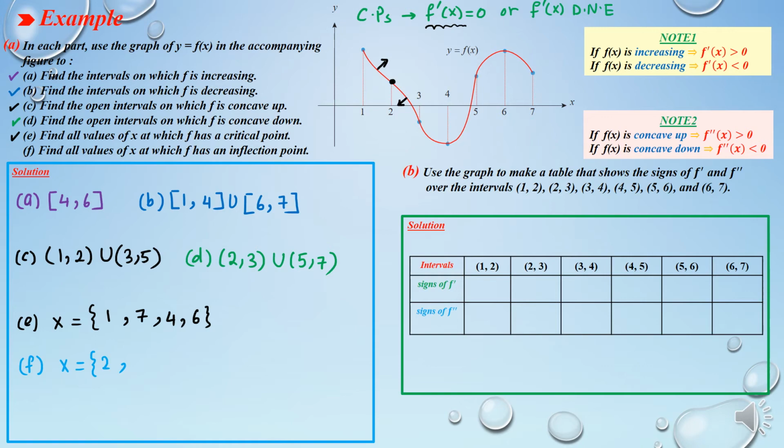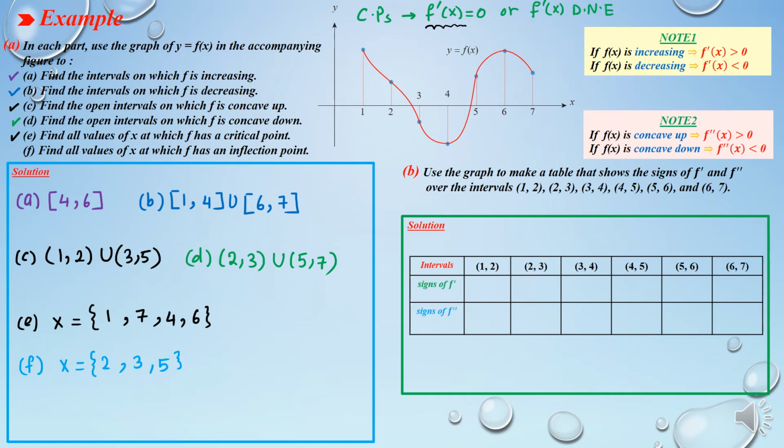The second x value for the inflection point is x equals 3 because here the function is concave down and here the function is concave up. So we have also x equals 3, and also we have x equals 5 because we have a change of concavity. Here we have concave up and here we have concave down around x equals 5. So these are all x values of the inflection points of the given function. Now we'll go to the next part.